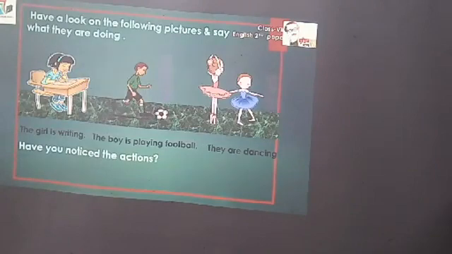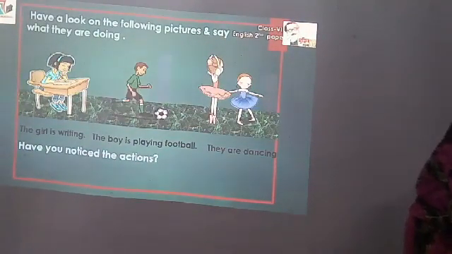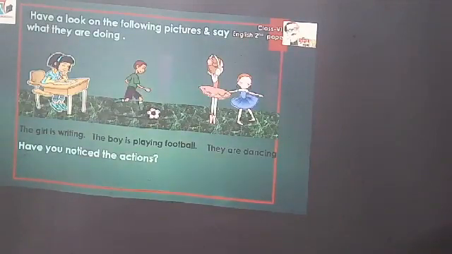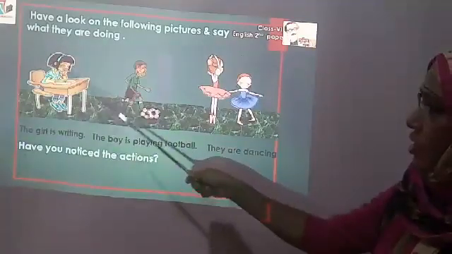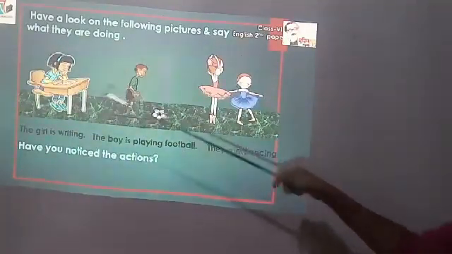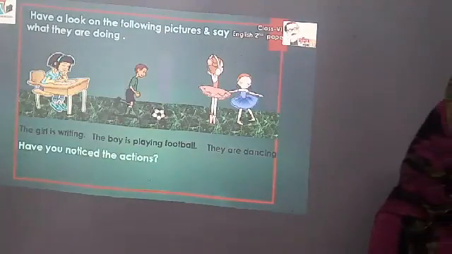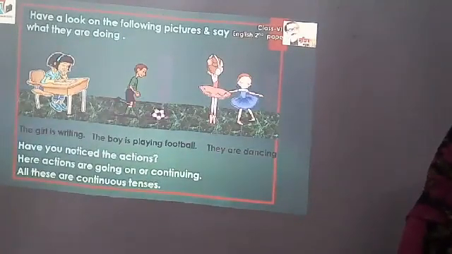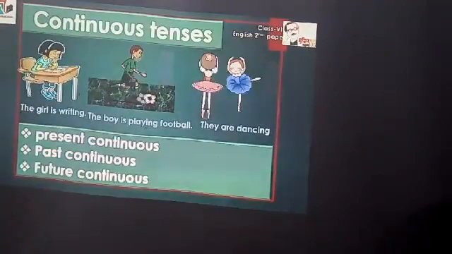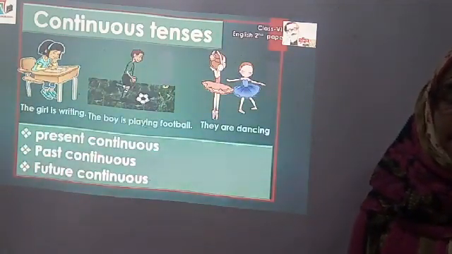Dear students, have you noticed the actions? The actions are going on or continuing. She is writing, they are playing. That means actions are going on here. So these are continuous tenses. Today we will learn different continuous tenses: present continuous, past continuous, and future continuous.